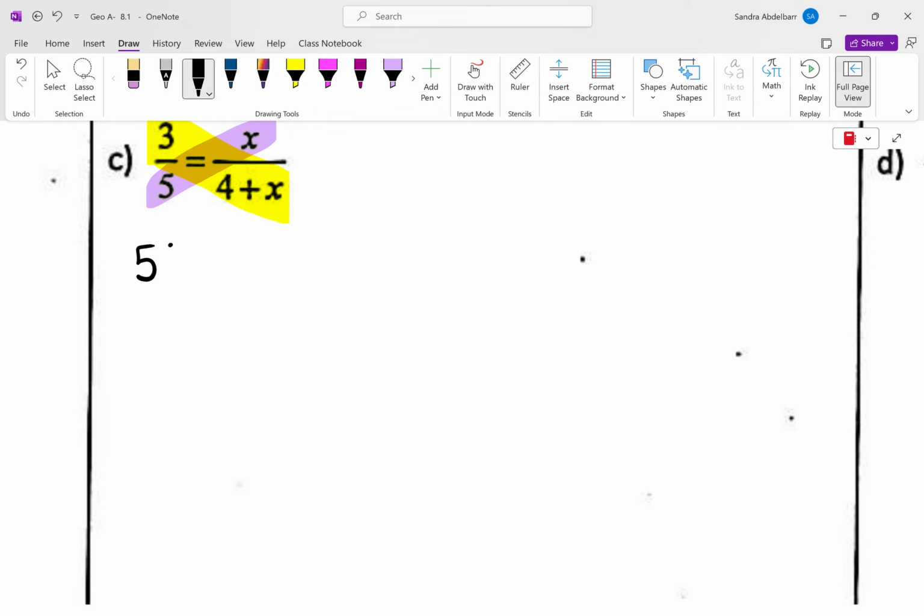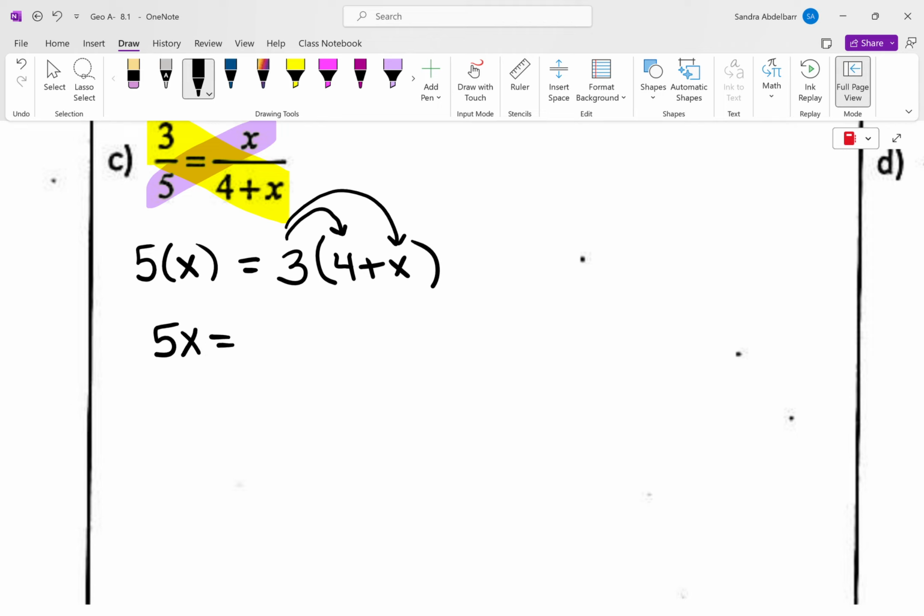And on the left side, I'm going to get 5 times x. On the right side, do you all agree we're going to multiply 3 and that 4 plus x? But because that 4 plus x is not a monomial, because it's a binomial, it's bigger than just one term, I have to put it in parentheses. If you don't put it in the parentheses, you'll end up multiplying wrong. So that 3 needs to distribute to the 4 and to the x. So we are going to get 5x is equal to 12 plus 3x.